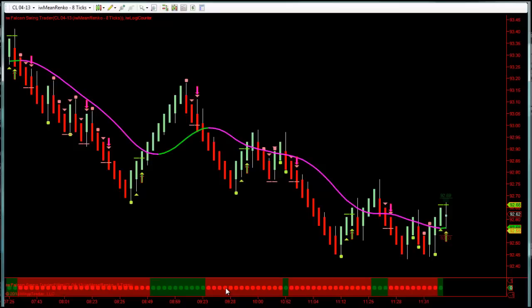Now, a lot of people look at the Falcon and they say, how can you tell which is a good signal and which is a not so good signal? And well, it's not that difficult. And that's what we're going to look at right now.